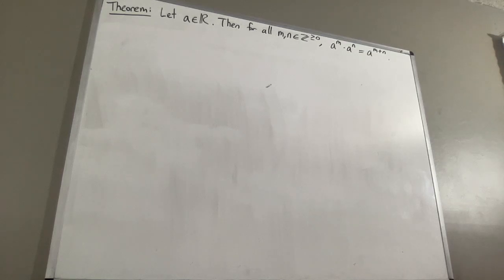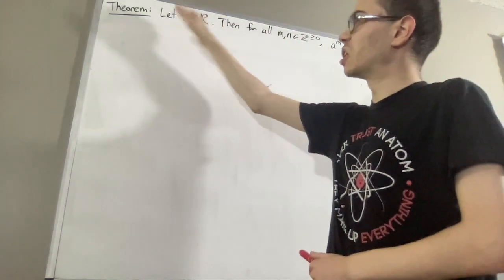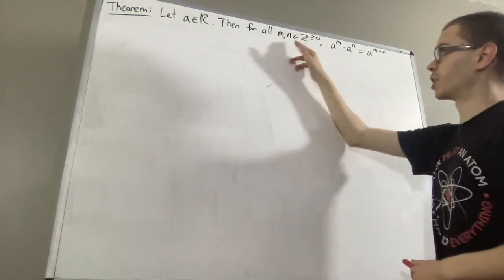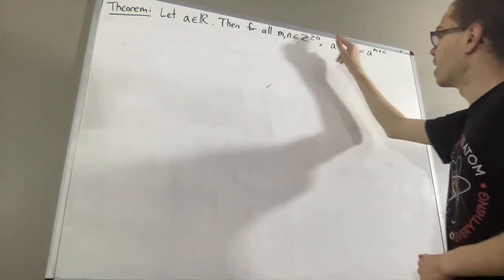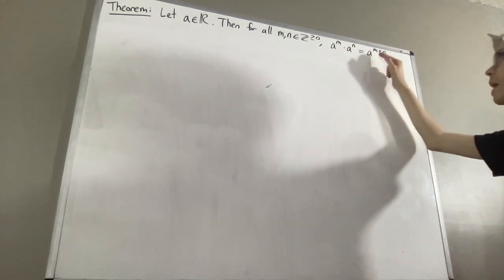Hello! In this video, we are going to prove the following theorem. Let a be a real number. Then for all non-negative integers m and n, a to the power of m times a to the power of n is equal to a to the power of m plus n.